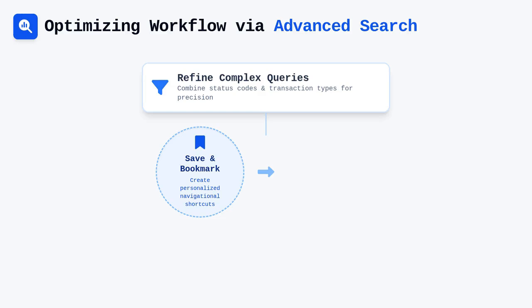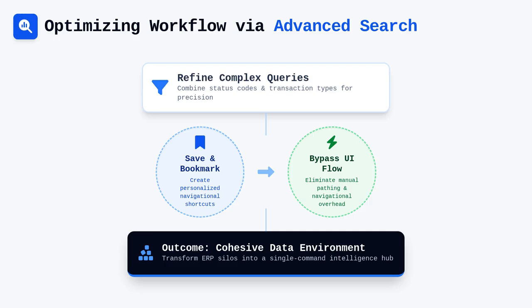Furthermore, by analyzing how global search indexing reduces navigational overhead, you can begin to restructure your personal workflow to depend more on high-level queries rather than manual pathing. This approach transforms the ERP from a collection of silos into a cohesive data environment where the information you need is always a single command away, regardless of where that data resides within the technical architecture.